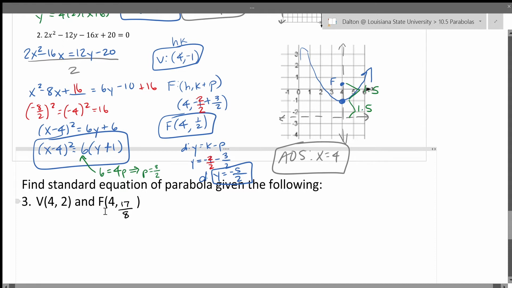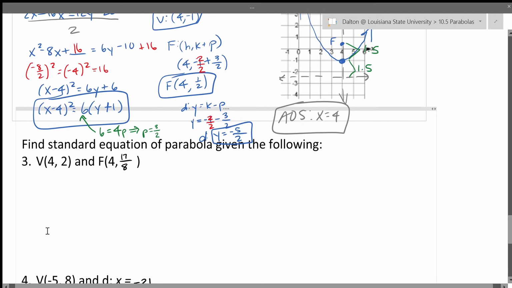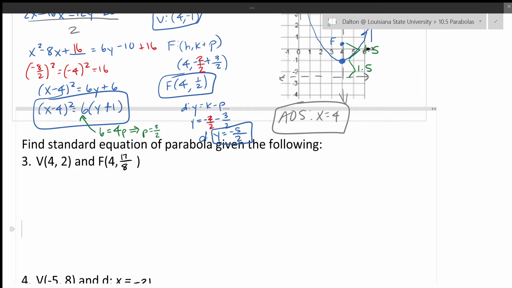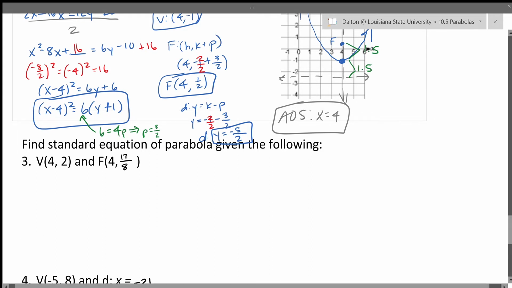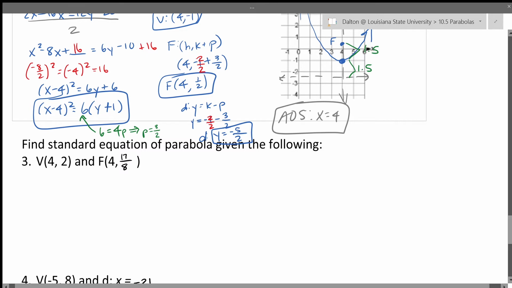Okay, so I want you to find the standard equation of a parabola given that the vertex is (4, 2) and the focus is (4, 17/8). Now, even though I don't ask you to graph it, I think it is important to understand visually what's happening because it's going to dictate which equation you use. For instance, in either of the equations, I need h and k, which I already give you. I give you the vertex. The only other thing you need to find is p.